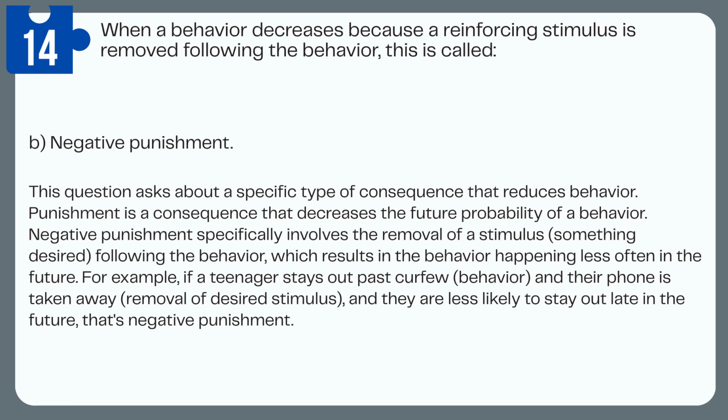For example, if a teenager stays out past curfew (behavior) and their phone is taken away (removal of desired stimulus), and they are less likely to stay out late in the future, that's negative punishment.